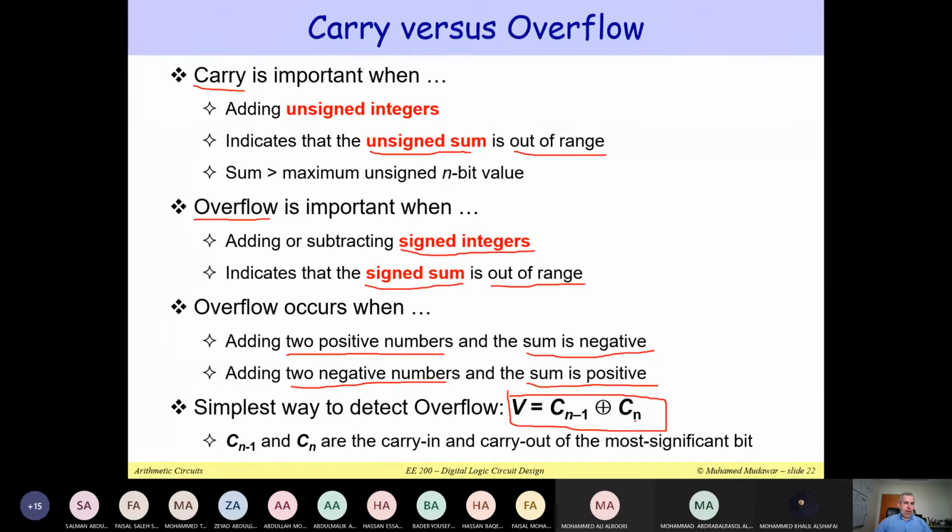Right. So notice that overflow cannot occur if you are adding numbers of opposite sign. If you are adding a positive to a negative or a negative to a positive, you can never have overflow. But if you are adding two positive numbers or two negative numbers, then overflow can occur.